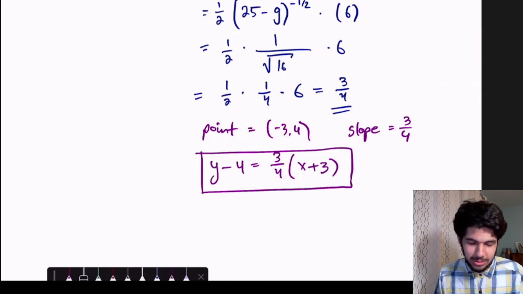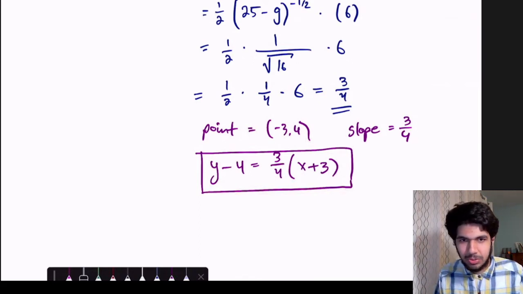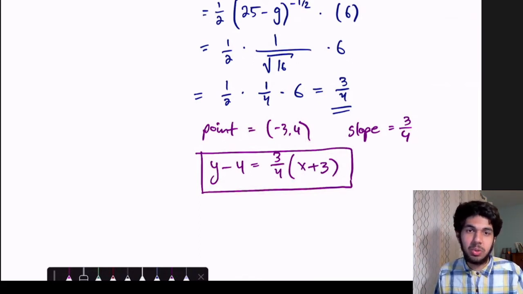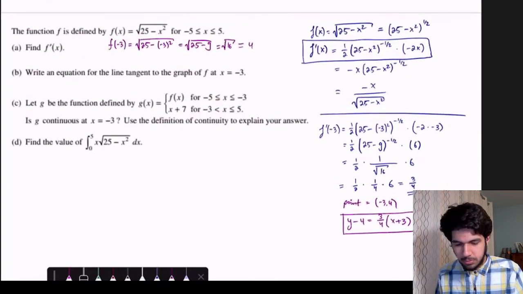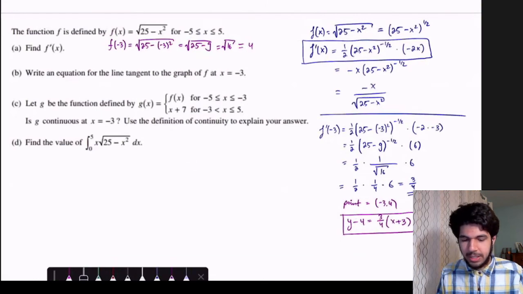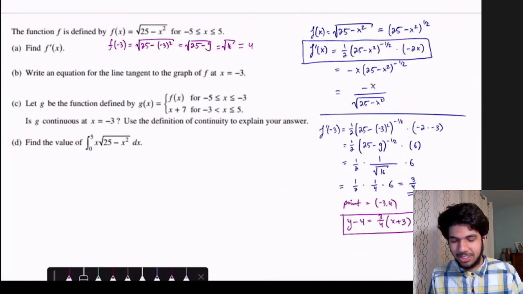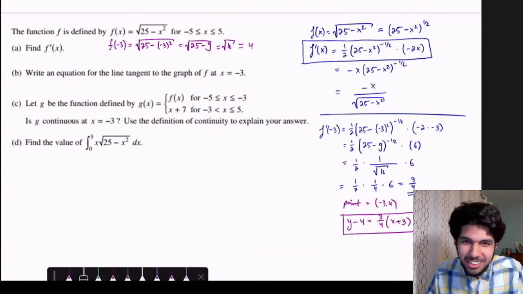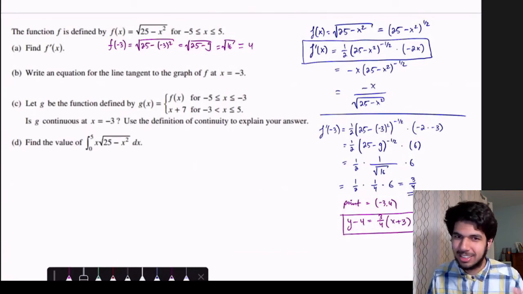So very helpful to still be familiar with this from algebra, and if you're not, I highly encourage remembering it because they often like to give us the equation of a line, and this will help you out. So that's part B. Part C is asking us about continuity. We're given a function g, and we want to see if the function's continuous at g at -3. Like, why are we doing all this stuff? This was forever ago. It's for review. We have to be on top of these things and not forget these things.